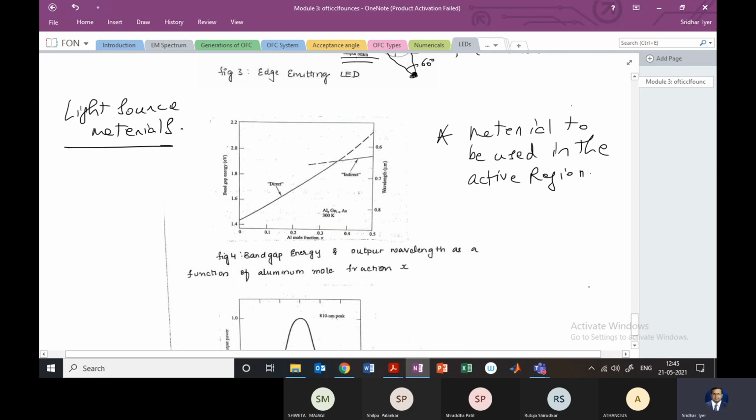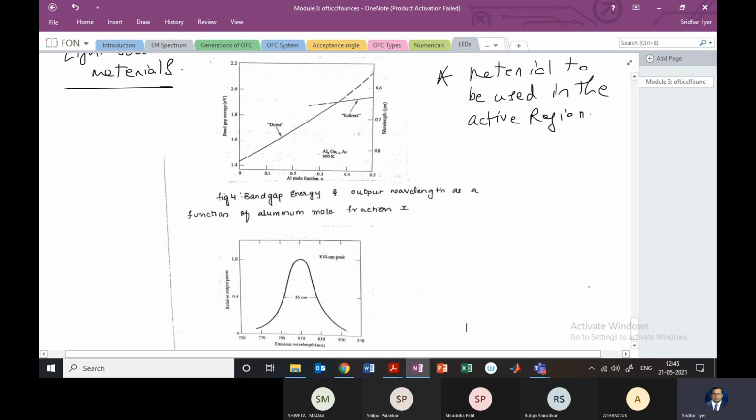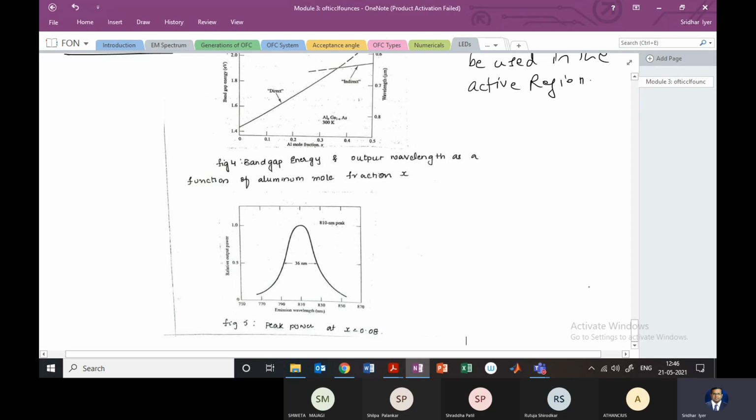So there's the first graph, showing the band gap energy with the wavelength, and you can see that it has an exponential increase. You have both direct and indirect there, and you also have what is known as the mole fraction. This mole fraction is how we are combining the materials to make a compound so that they have direct band gap energy, right? The second diagram shows you the output power of the LED. This I have drawn earlier.